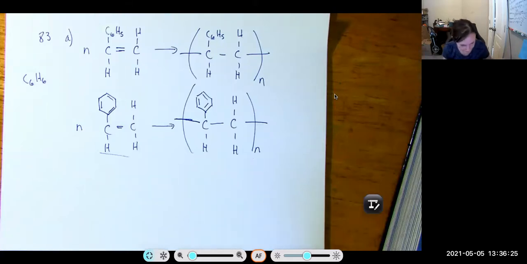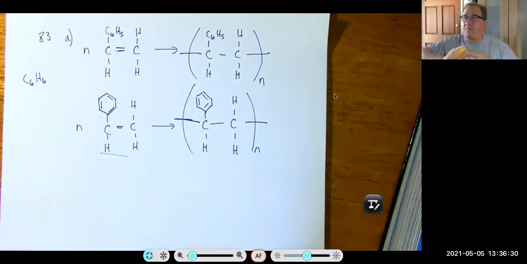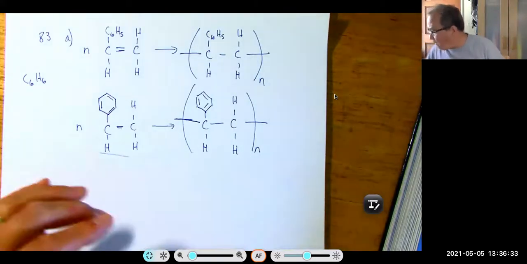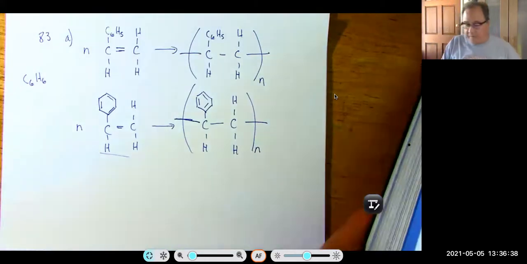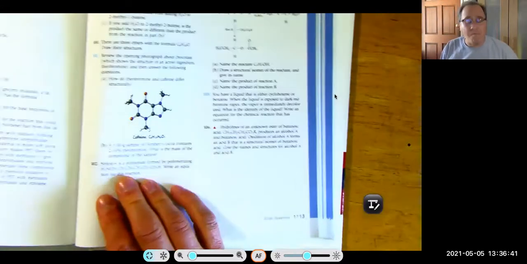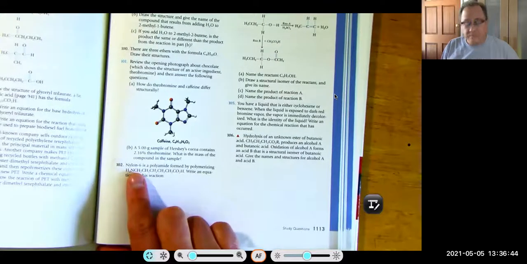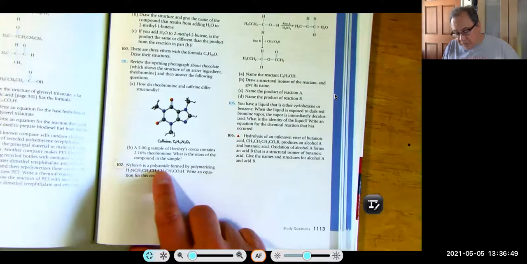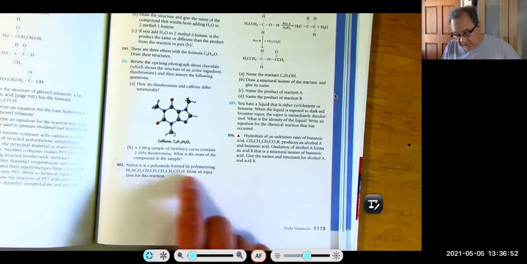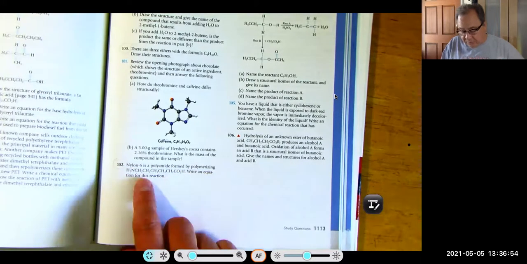102. Okay. Here's 102. Yeah. Nylon 6 is a polyamide formed by polymerizing this. Write an equation for this reaction. So this is still a condensation polymer.